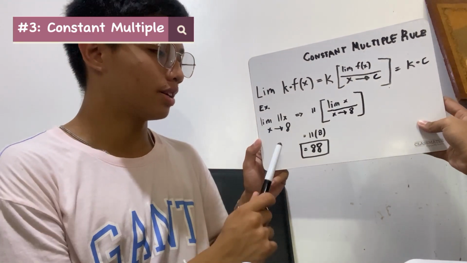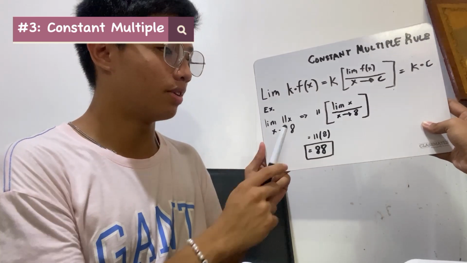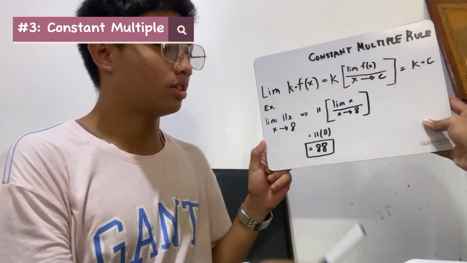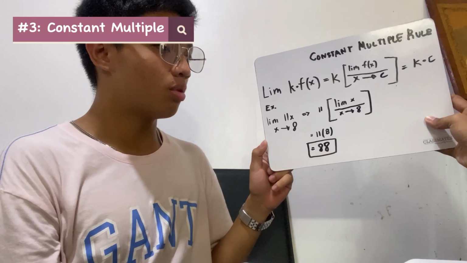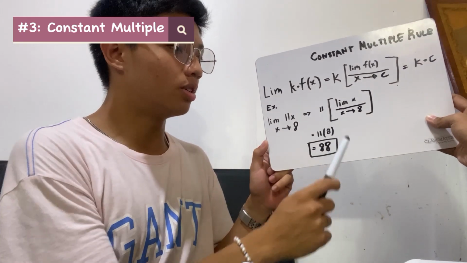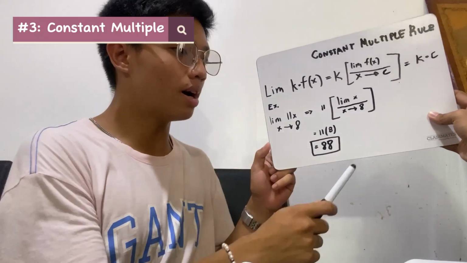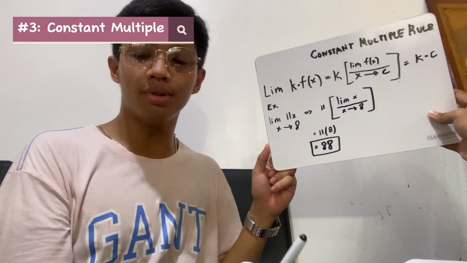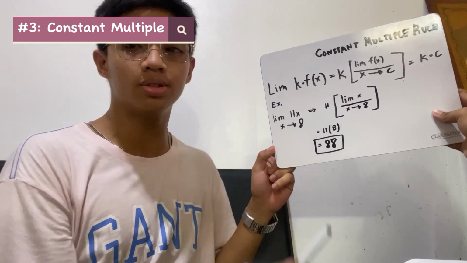Limit of 11x as x approaches to 8. So, first step ay ihiwalay natin yung 11. So, 11 times the quantity of limit of x as x approaches to 8. Since makikita natin na x lang yung katabi ng limit at may value yung sa baba, ang pwede natin gamitin dito ay yung limit theorem number 2, which will leave us 11 times 8, which is equals to 88.